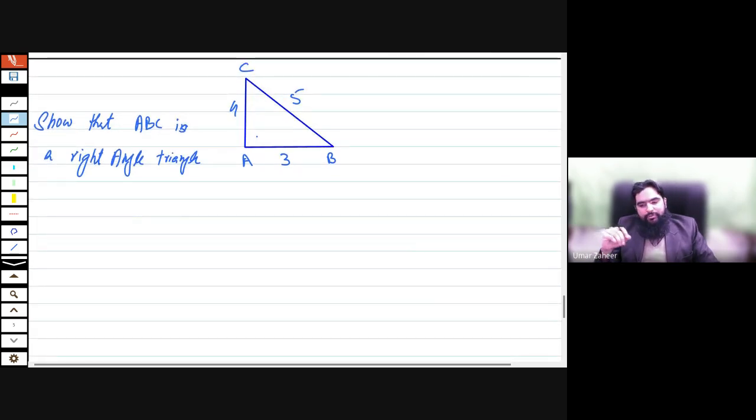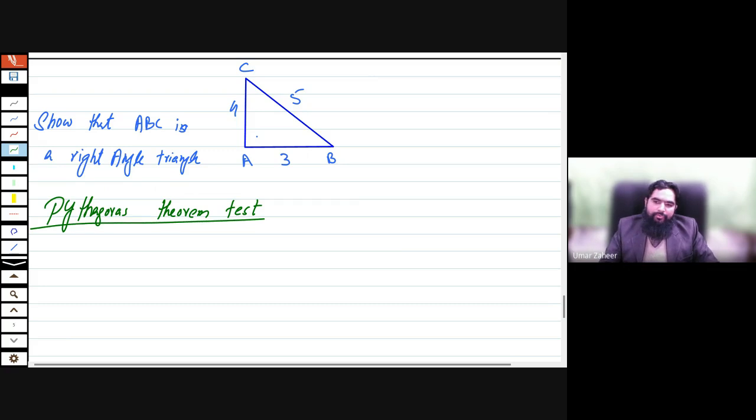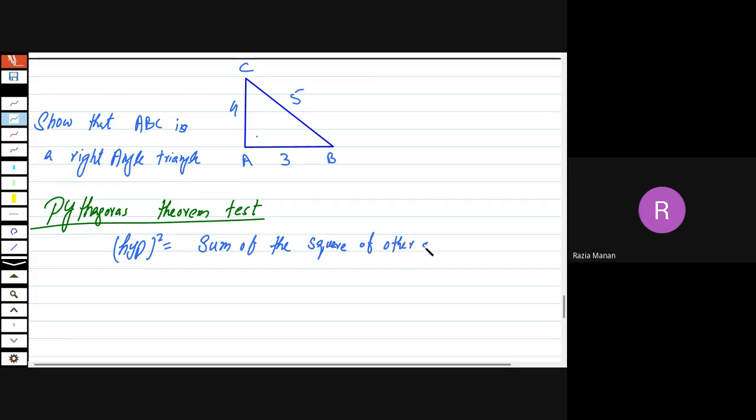So if he says that you have to show that it is a right angle triangle, you are going to use the Pythagoras theorem test. What is the Pythagoras theorem test? It is the same thing. You just use Pythagoras theorem to test whether the given triangle is a right angle triangle or not. If it is a right angle triangle, then hypotenuse square is always equal to the sum of the squares of the other sides.